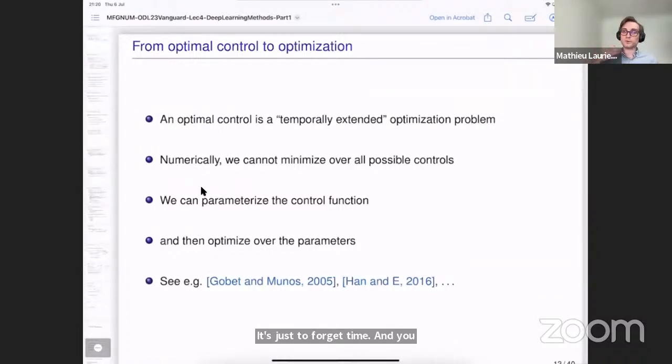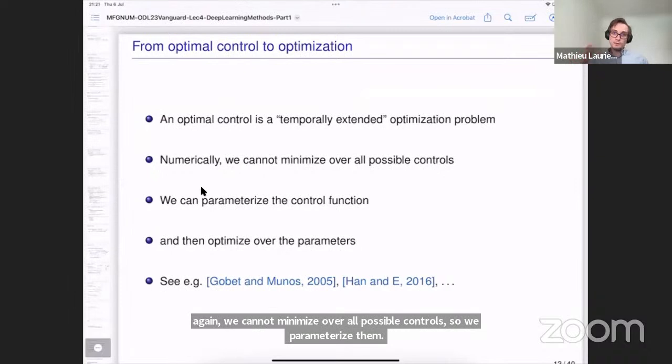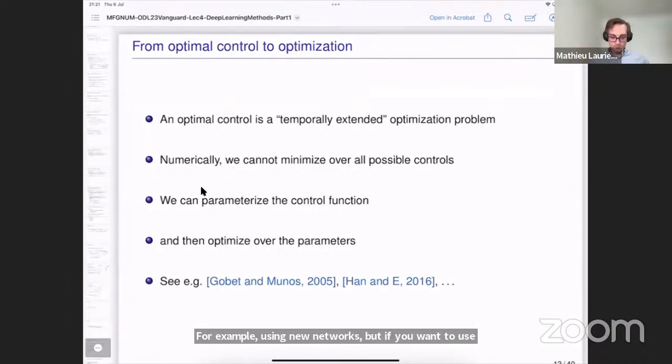You choose a control, you compute the loss, which is the total cost, and then you try to tune the control until it minimizes the loss function, right? And you kind of forget that the loss is computed using time. I mean, your guess for the control is not really going to depend on that. Again, we cannot minimize over all possible controls. So we parameterize them, for example, using neural networks. But if you want to use wavelets or something else, why not?